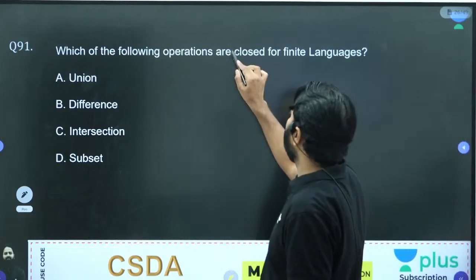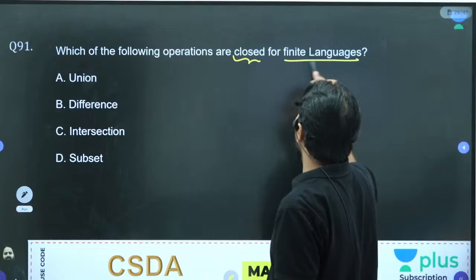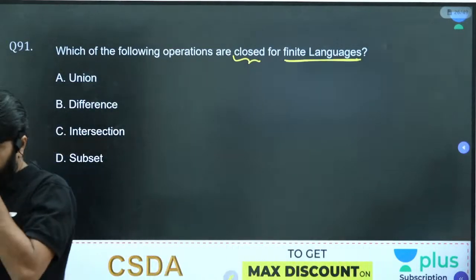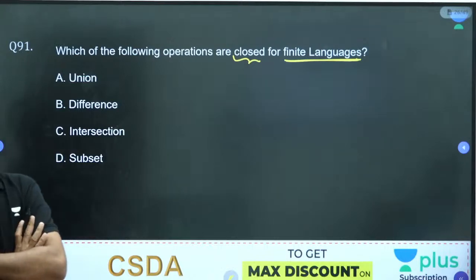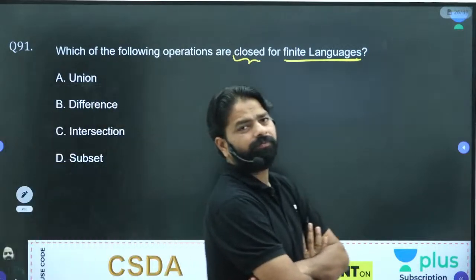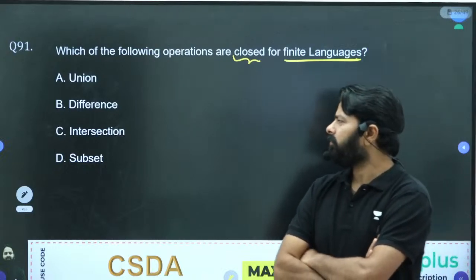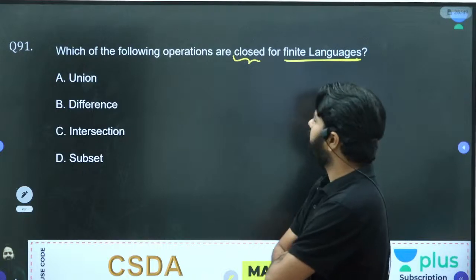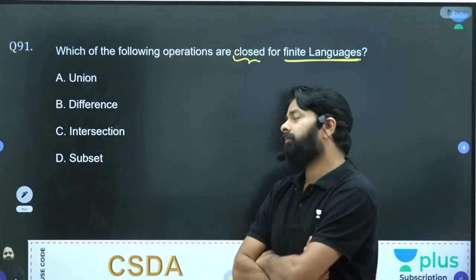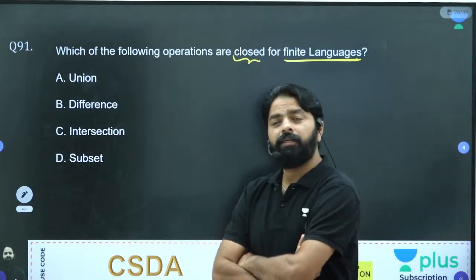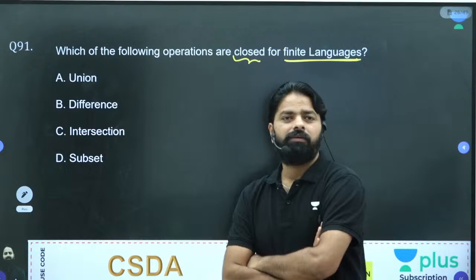Now we need to identify closure for finite languages. Easy. When they ask about finite languages, it will be very easy for you. Finite union finite. Finite minus finite. Finite intersection finite. Subset of finite.